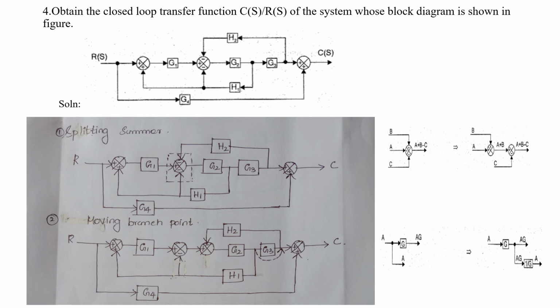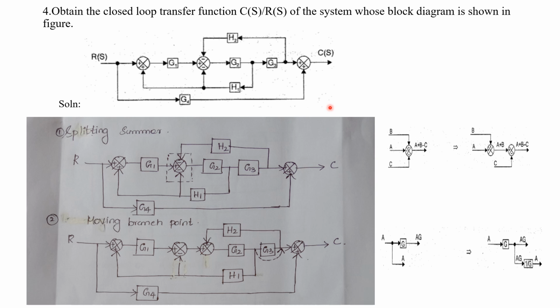So the first question is: obtain the closed loop transfer function C of S by R of S of the system whose block diagram is shown in the figure. Here one block diagram is given. We are going to reduce this block diagram by applying the rules of block diagram reduction, and find the overall transfer function C of S by R of S, that is, output of the system divided by input of the system.